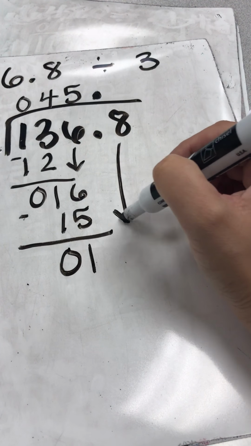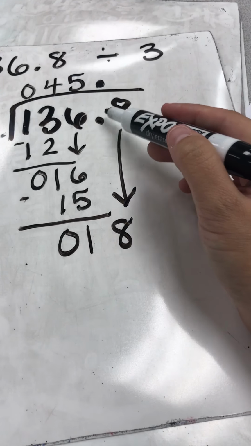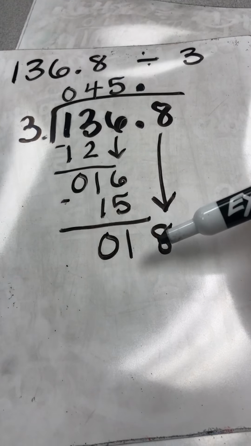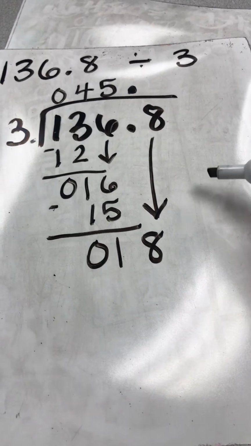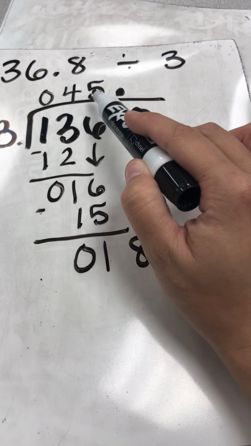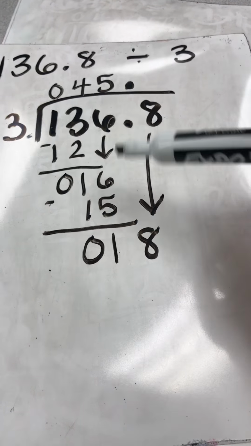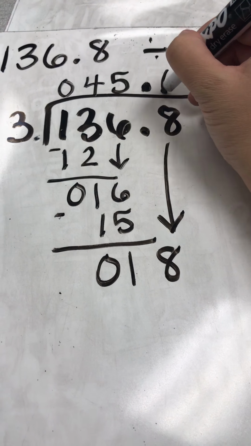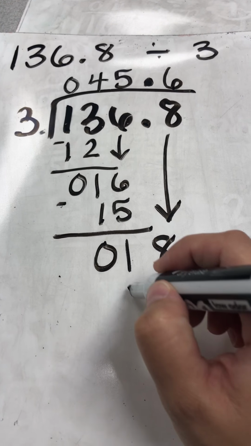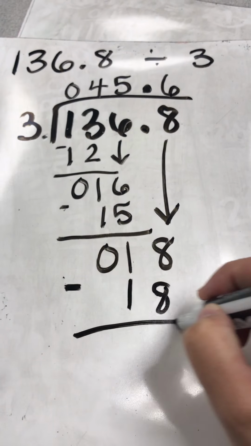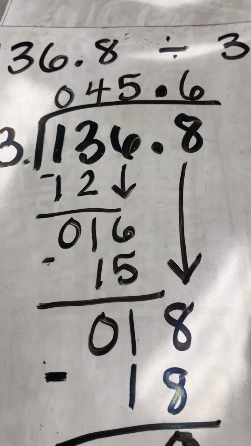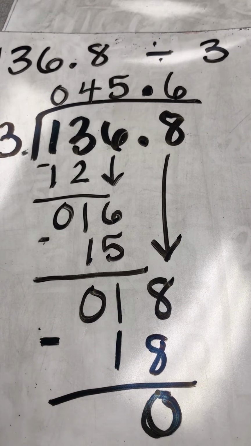Now I'm going to bring my 8 all the way down. Notice we didn't do anything with that decimal. We don't care about it right now. I know 3 will go into my 18 6 times. I'm going to be careful when I put that 6 up here. Notice that each one of my numbers so far is on top of a digit that's being divided. My 6 has to go on top of this 8 to the right of that decimal. I know 6 times 3 will give me 18. So when I subtract, I will have 0, so I have no remainder. So my answer here is 45 and 6/10.